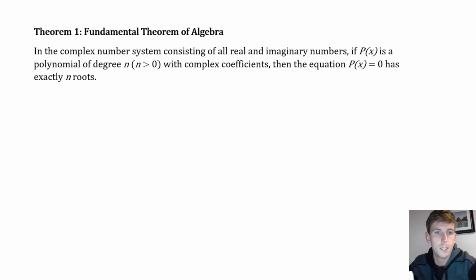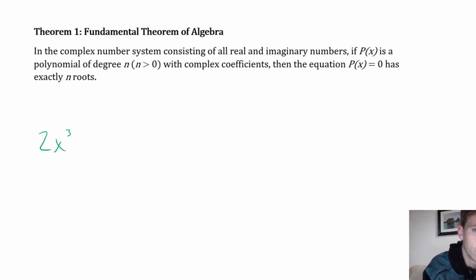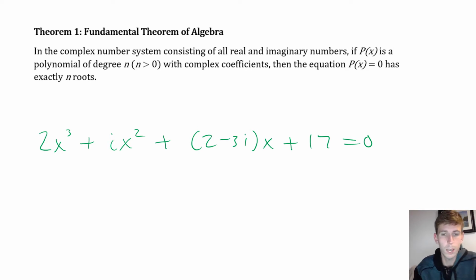What this one says is, in the complex number system consisting of all real and imaginary numbers, if p of x is a polynomial of degree n with complex coefficients, then the equation p of x equals 0 has exactly n roots. You may have already noticed this pattern. Basically, if we have a cubic, it's going to have 3 roots. Whatever the degree of the highest degree term is, the polynomial is going to have that many roots.